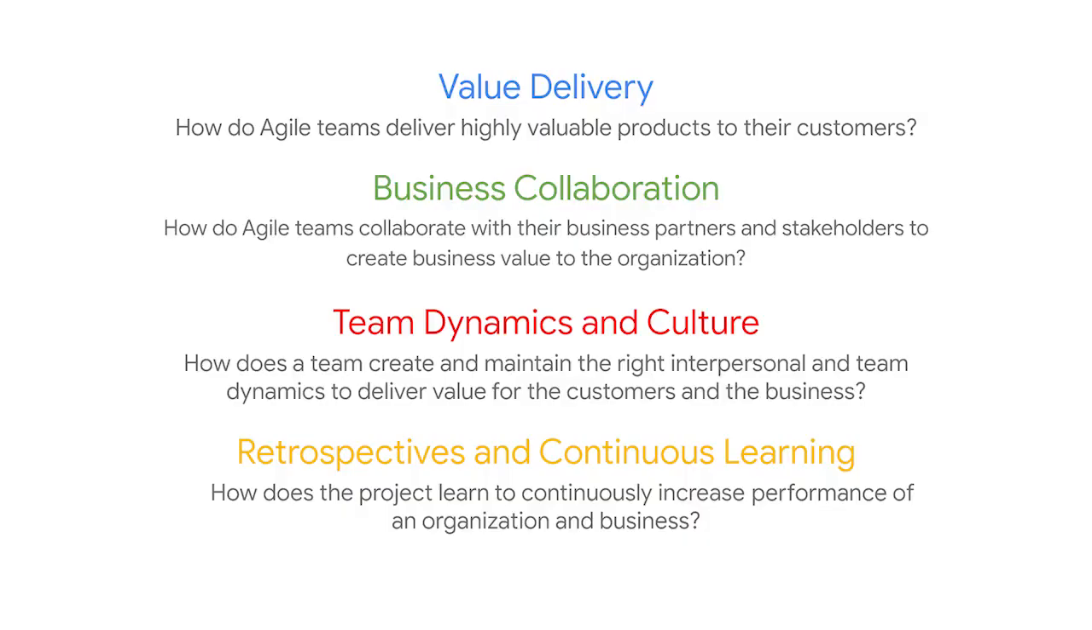The 4 themes of the Agile principles are value delivery, or how do Agile teams deliver highly valuable products to their customers; business collaboration, or how do Agile teams collaborate with their business partners and stakeholders to create business value to the organization and their users; team culture, or how does a team create and maintain the right interpersonal and team dynamics to deliver value for the customers and the business; and retrospectives, or how does the project learn to continuously increase performance of an organization and business. As I said, I've grouped each of the 12 principles under these themes so they're easier to learn and remember.